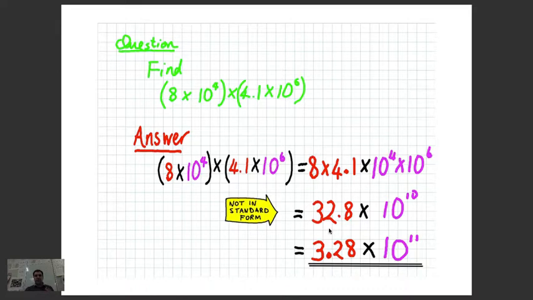So we got 32.8 times 10 to the power of 10, but the problem with that is that it's not in standard form, because for standard form, the first number has to be between 1 and 10. So what I've done is made that first number 10 times smaller. So instead of 32.8, I've written 3.28. But because I've done that, the other bit needs to be 10 times bigger. So instead of 10 to the power of 10, I've made it 10 to the power of 11. So the final answer in standard form is 3.28 times 10 to the power of 11.